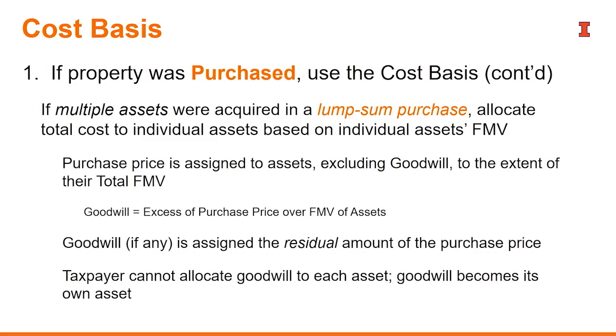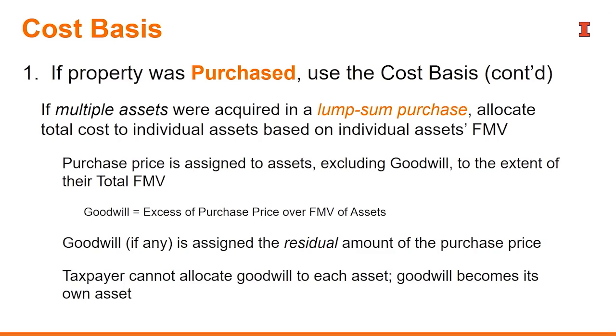Now, if multiple assets were acquired in a lump sum purchase, that is, one purchase price for more than one asset, the taxpayer has to allocate the total cost of the purchase to the individual assets based on the individual asset's fair market value. Here, the purchase price is assigned to the assets, excluding goodwill, to the extent of their fair market value. Goodwill represents any excess amount paid for the assets above the total fair market value of those assets. If the taxpayer pays more than the total fair market value of the assets, then goodwill becomes its own asset. In fact, it's an intangible asset and is amortized as such.